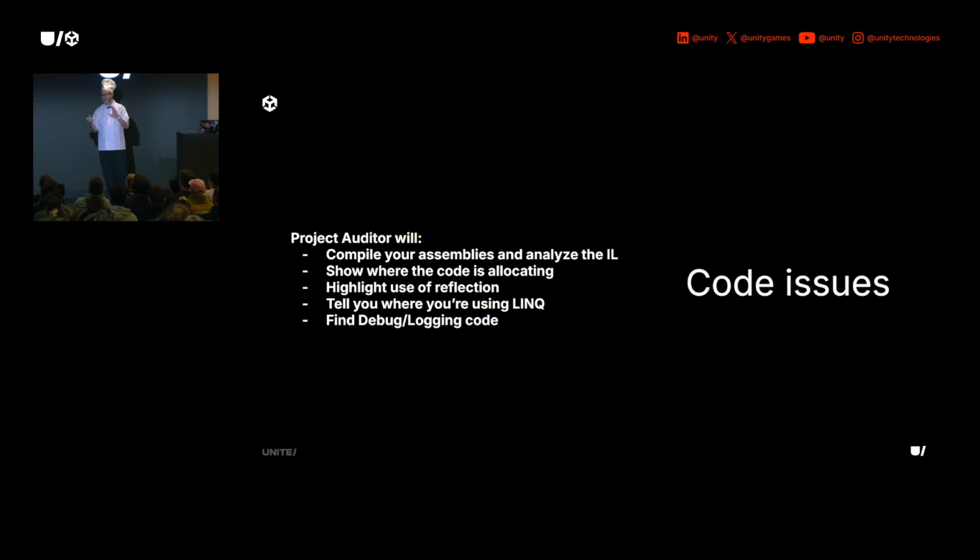Project Auditor will try and guess what's a sensible severity for that issue, and it effectively has a preset for the rule. But if it sees this is happening in update code or regularly called code, it'll bump the severity to make it a bit obvious that that thing is more important, and you should investigate it.